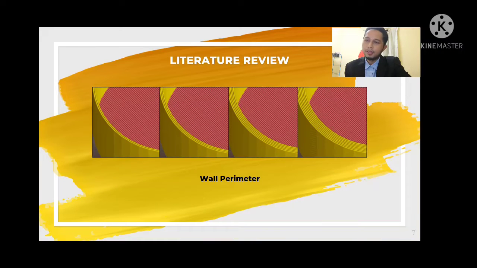What is wall perimeter? Each layer of a 3D printed part is created using a combination of outline perimeters and infill. The perimeters trace the outline of your part, creating a strong and accurate exterior. The infill is printed inside of these perimeters to make up the remainder of the layer.